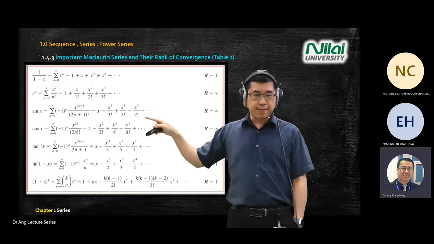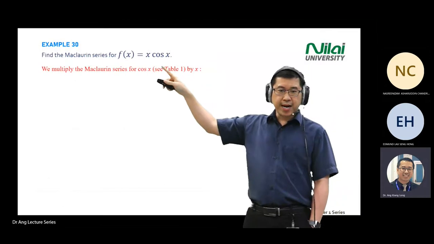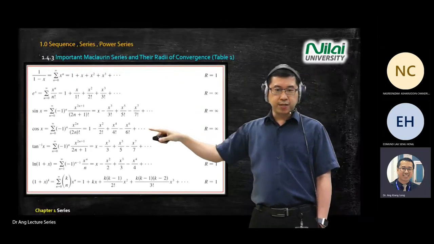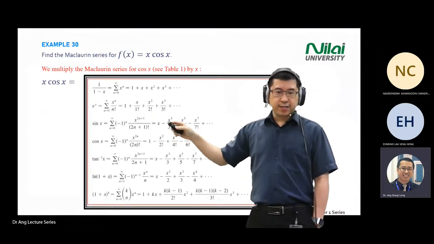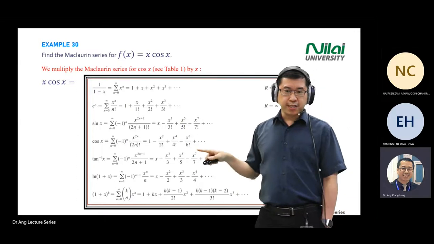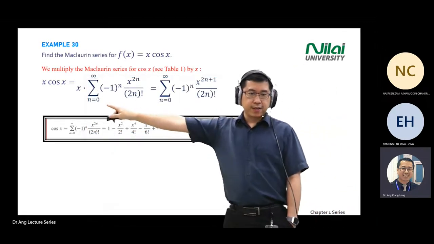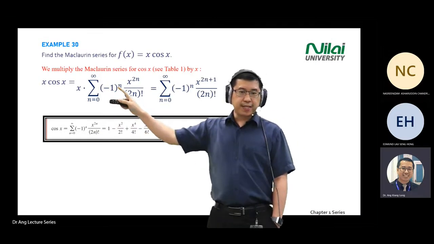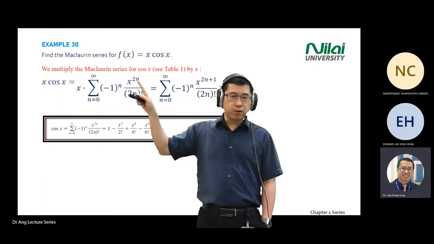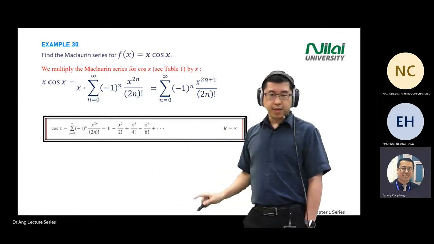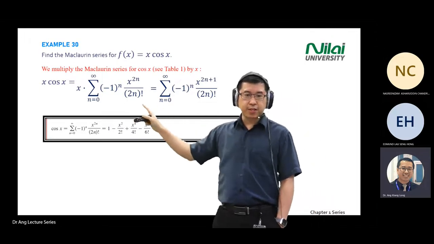You look at a question, you see something from first equation to last equation, choose carefully. This question asks you x times cos x, what you do? You copy cos x equation in your answer, multiply this one with x. You write in your answer, x cos x equal, x dot means times, x times the equation in this table, equal to minus 1 power n, x power 2n divided by (2n)!. Then it will equal to this one. This one you need to build yourself. Rearrange this equation, you arrive at this one.